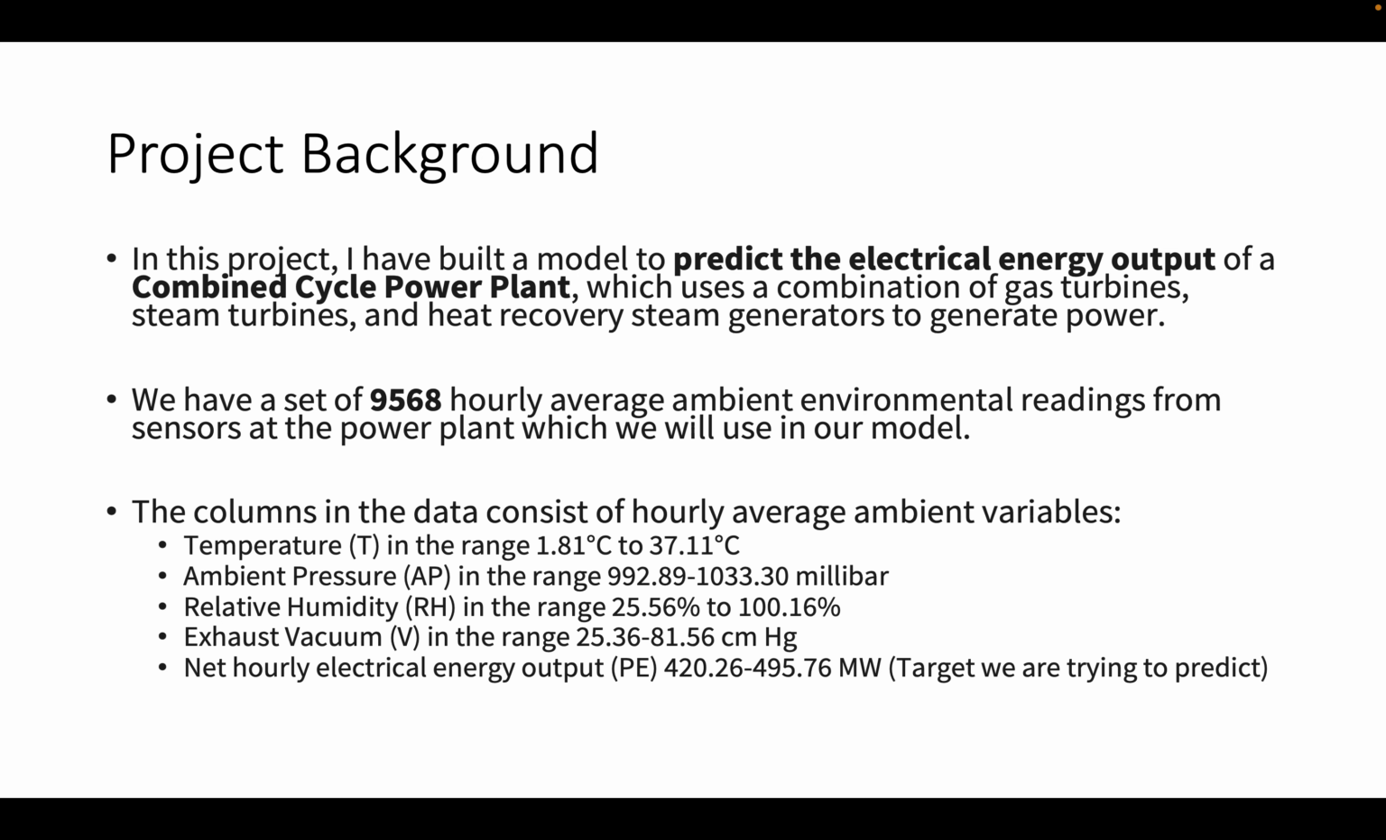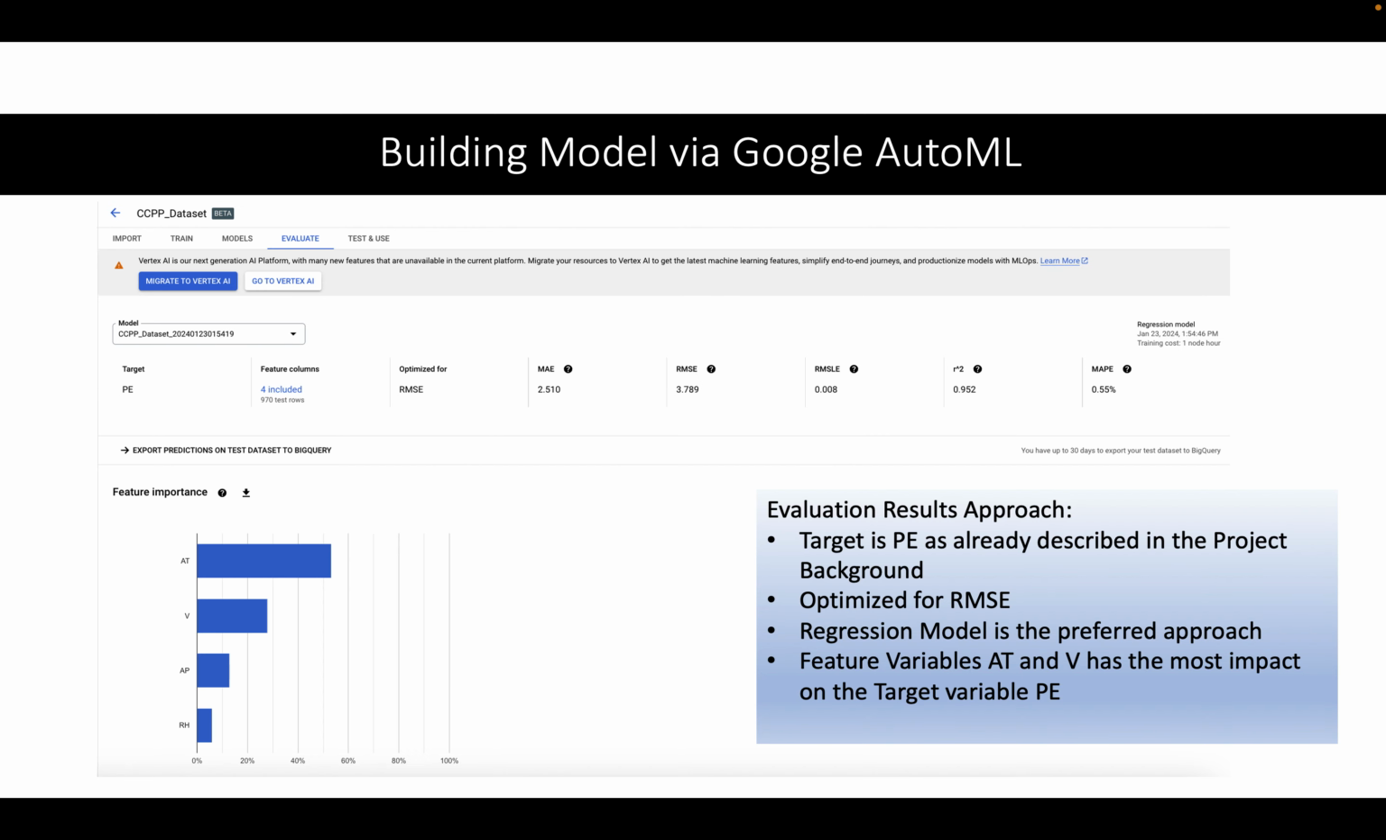In this case we have temperature, ambient pressure, relative humidity, and exhaust vacuum, which are the feature columns we'll be using, and the net hourly electrical energy output, that is PE, is what we are going to try to predict. There was an option to do this using a programming method or use AutoML from Google. So I used Google's AutoML for the training, evaluation, and testing.